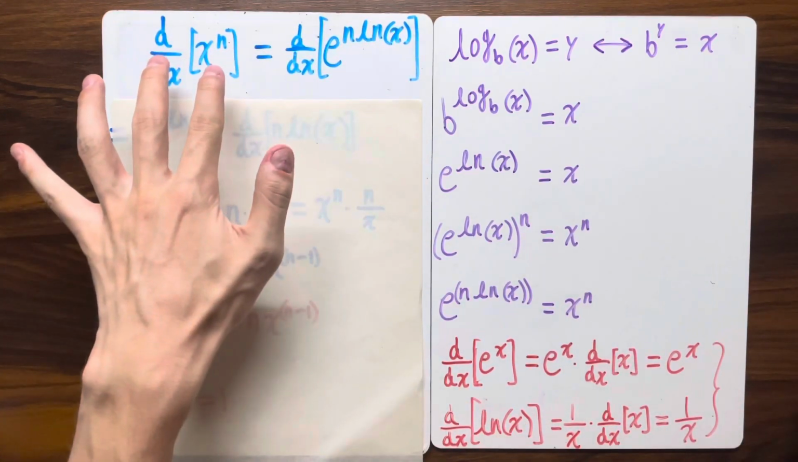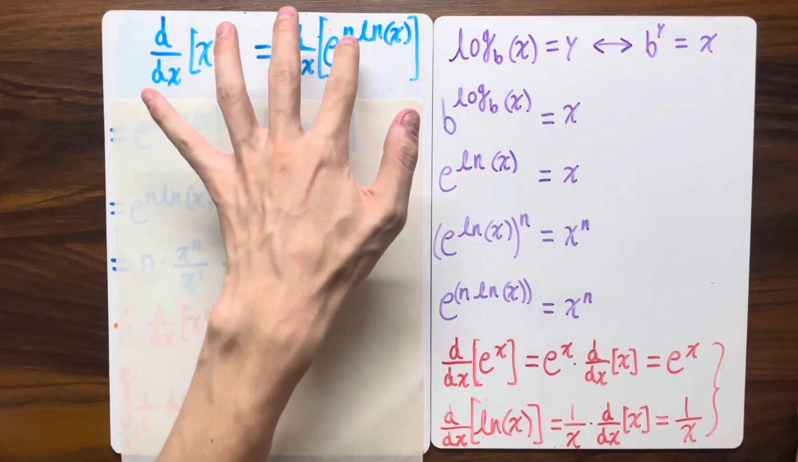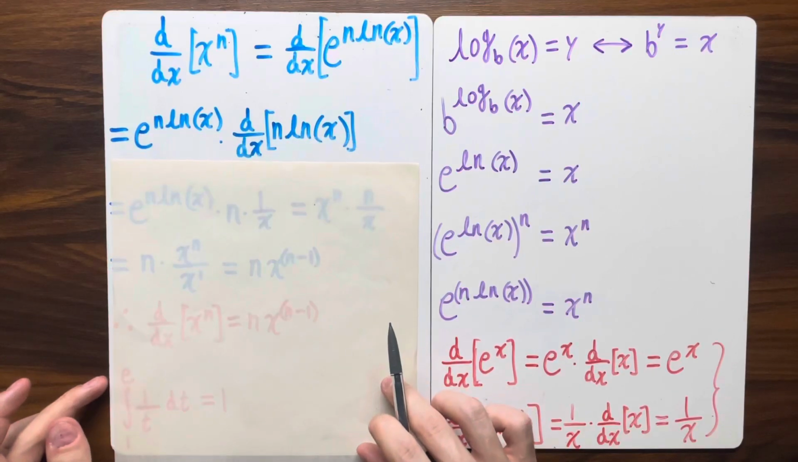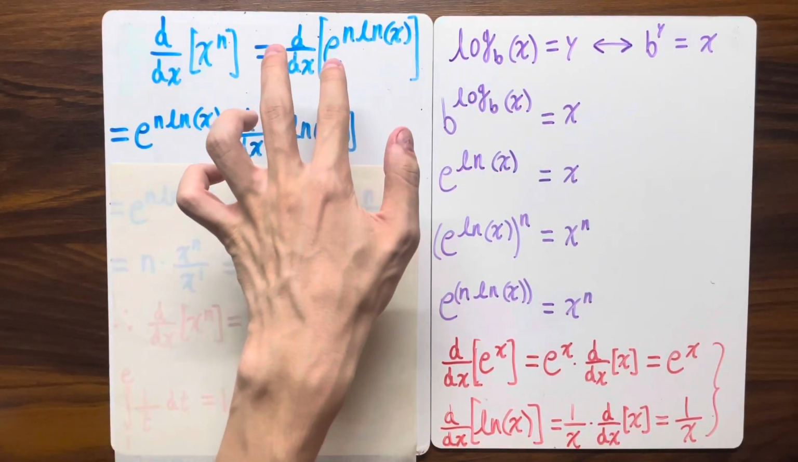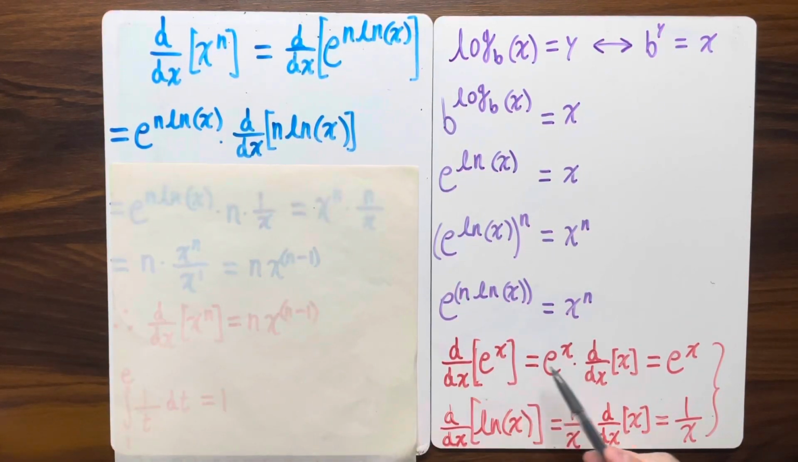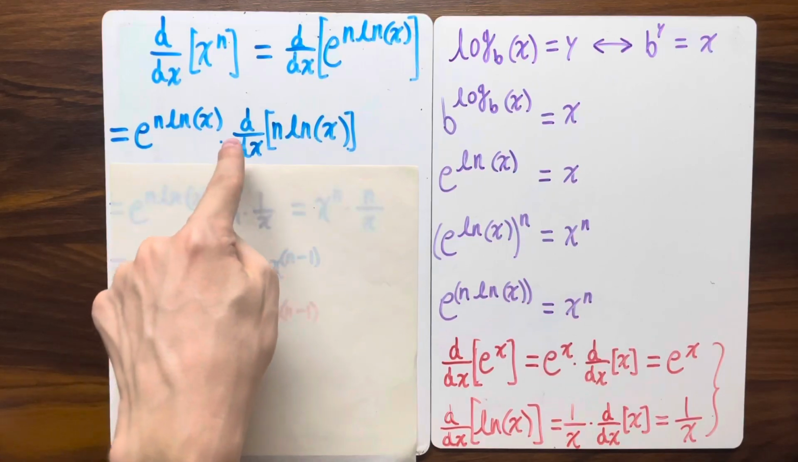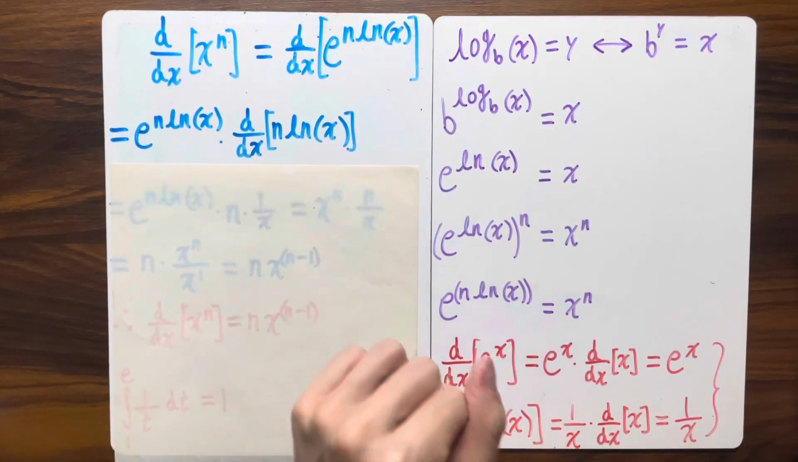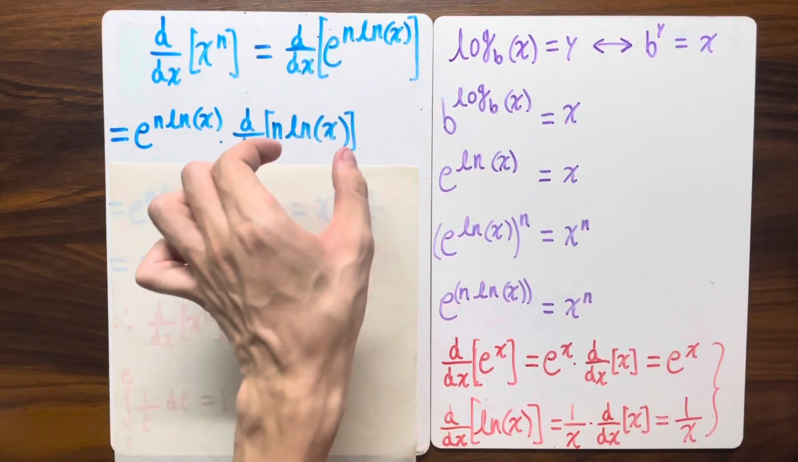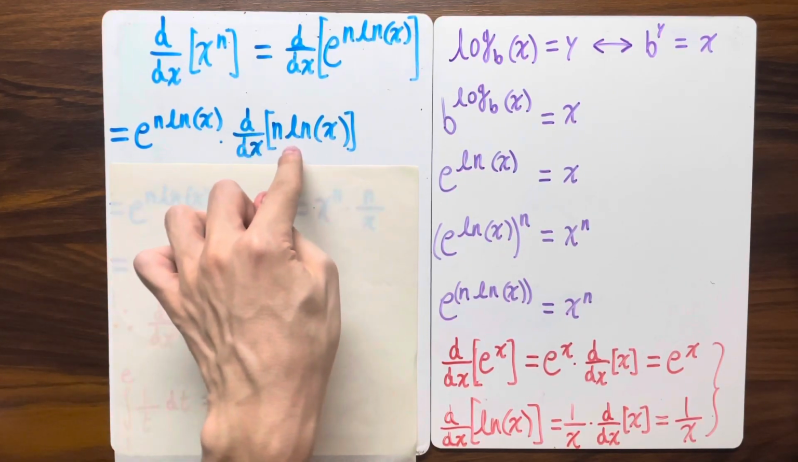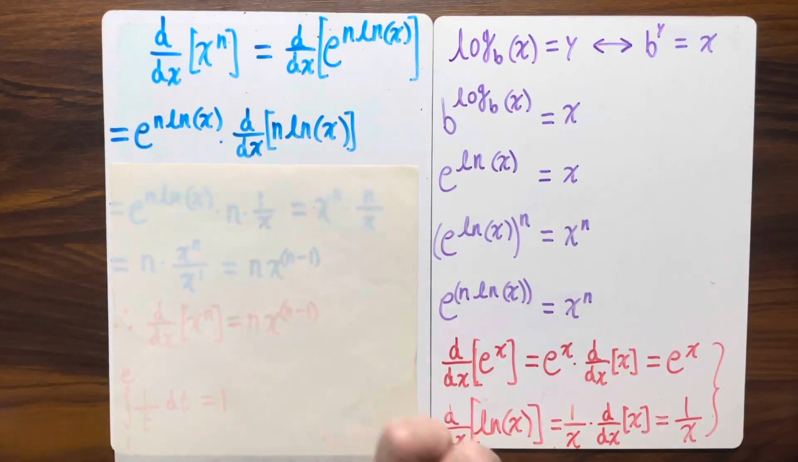So the derivative of x to the n is the same thing as the derivative of e to the n times ln of x, as we've shown here. And remember, the derivative of e to some power is e to that power times the derivative of that power. So of course the derivative of this exponent, this power, with respect to x, would be the derivative of just ln of x, because n is just a constant.